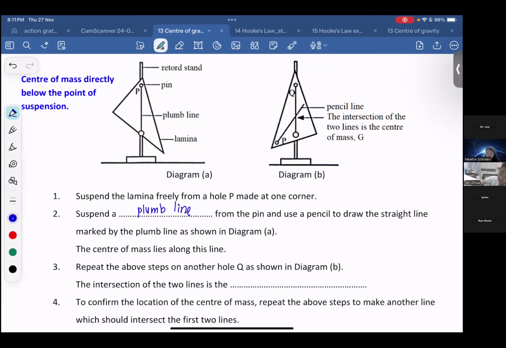So we write down: this one is the center of mass.